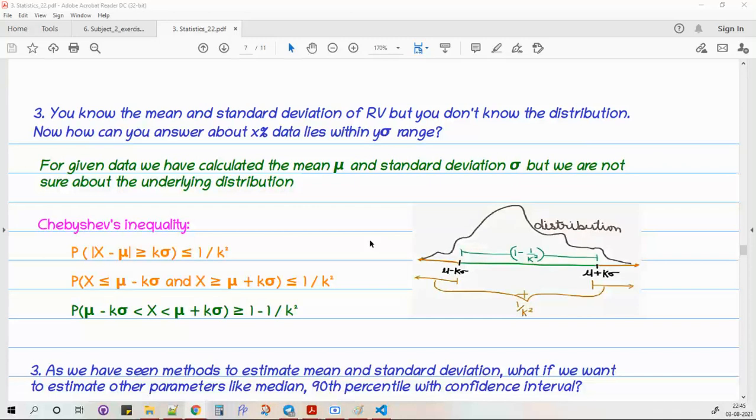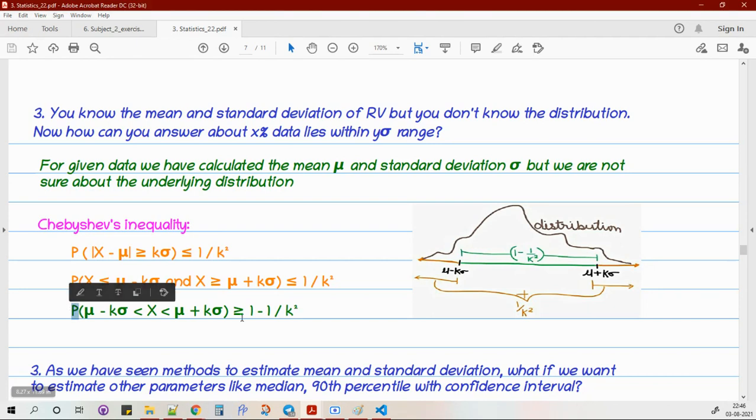Chebyshev's inequality, right? For the normal distribution, you can say 95% of the data belongs within mu plus or minus two sigma. But for other distributions, how do you say that? That's why we use this inequality. So here P is nothing but my probability value, right?